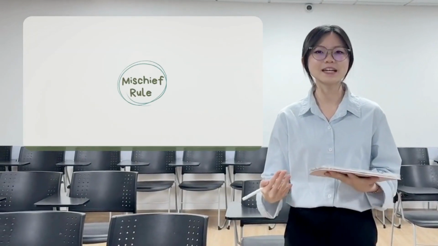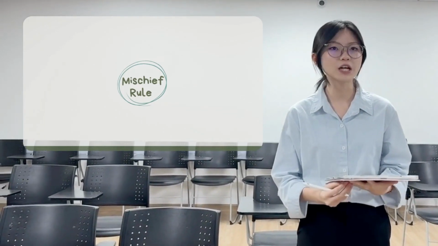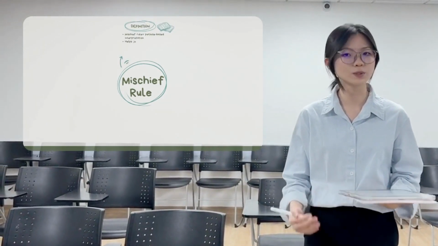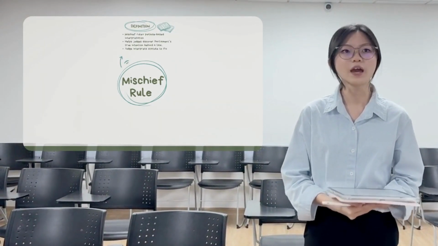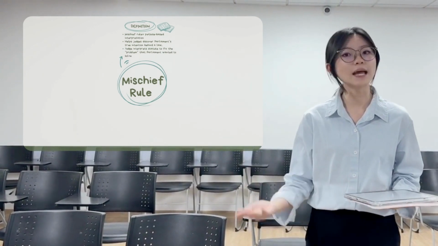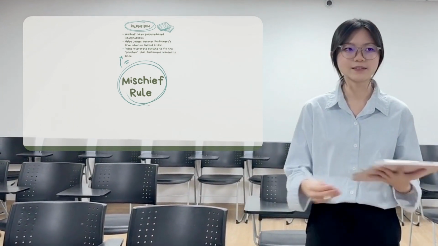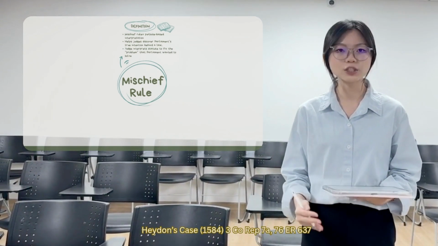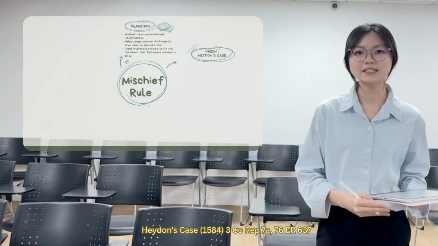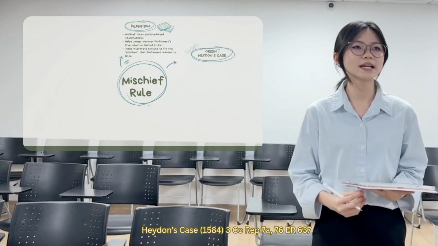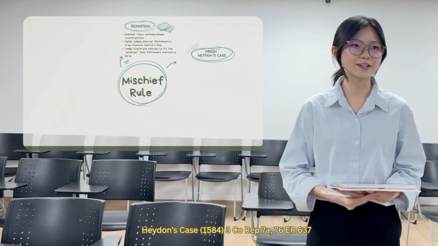The mischief rule plays an important role in helping judges to discover Parliament's true intention behind a law, especially when the wording is ambiguous or outdated. The origin of the mischief rule developed from Heydon's case. The courts set out 4 points to consider.